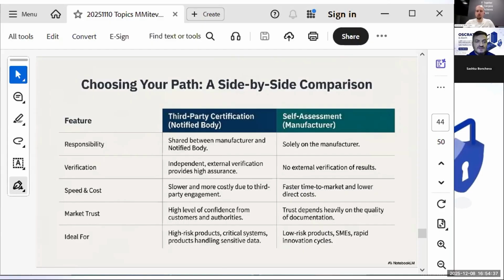Self-assessment places all responsibility on the manufacturer. There is no external validation of the results. It is faster and cheaper, but trust from the market depends on the quality of the manufacturer's own processes and documentation. Because of this, each path is ideal for different types of products, depending on their risk level and complexity.